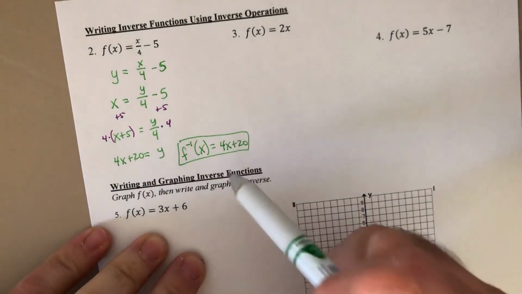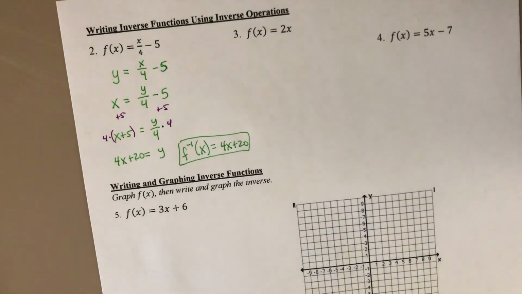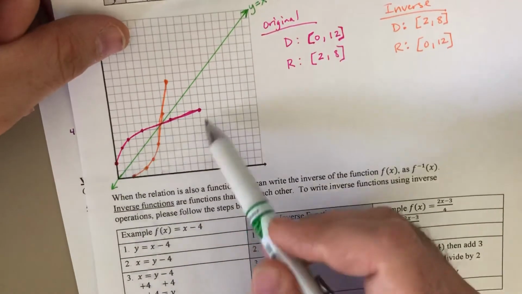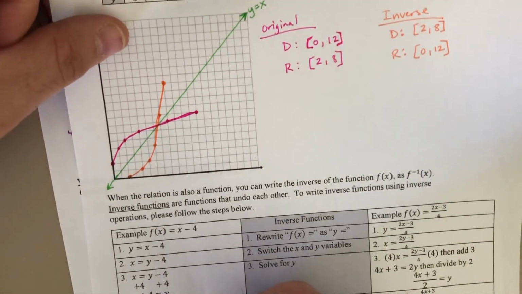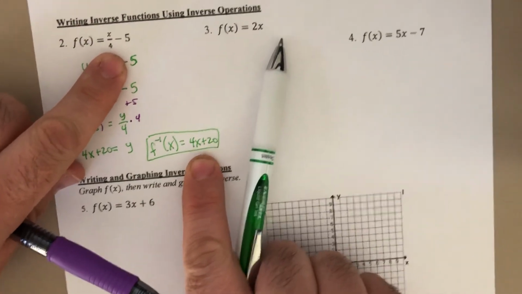Okay, so what would happen if we graphed both of these? We would see, like we did right here, this reflection over the line y equals x for these two functions, f of x and its inverse. Okay?